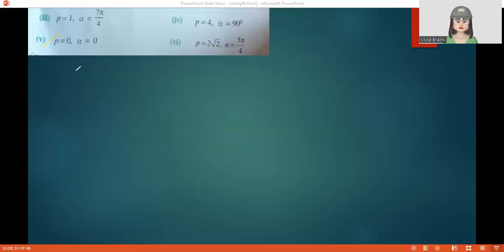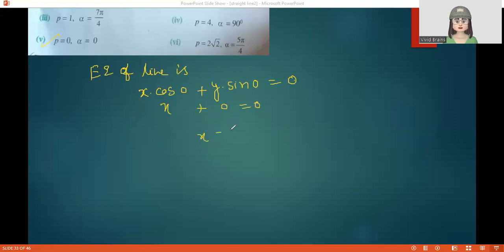Fifth bit. P is equal to 0 and alpha is equal to 0. Now, the equation of the line is x cos alpha, that is 0, plus y sin alpha, which is 0, which is equal to 0. So what do we get? x cos 0 is 1, x you are getting, plus this total becomes 0. x is equal to 0 is our final equation.